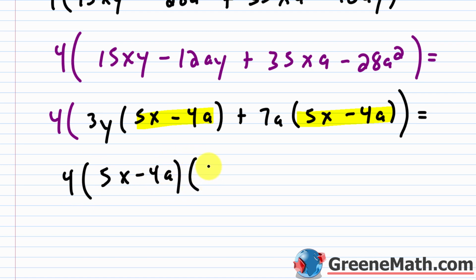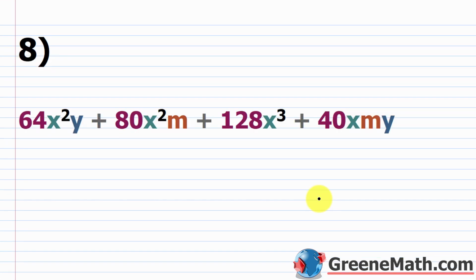And then times the quantity 3y plus 7a. So again, I always check for additional factoring. We don't see any. So our answer here is 4 times the quantity 5x minus 4a times the quantity 3y plus 7a. All right, let's look at problem number 8.